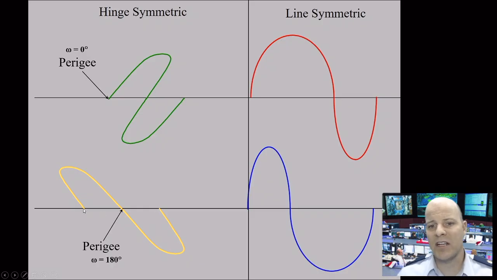Next, we could look at our ascending node being here, and this is the segment kind of similar to before where we're covering the most ground. Our argument of perigee in this case would be 180 degrees.